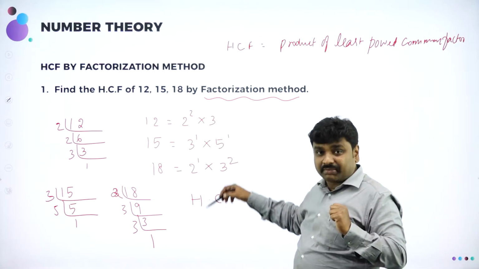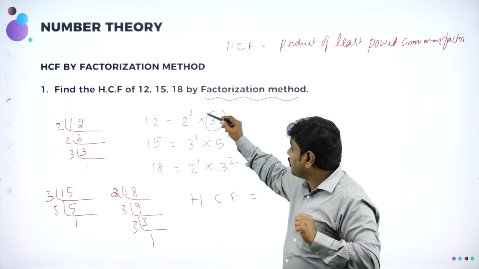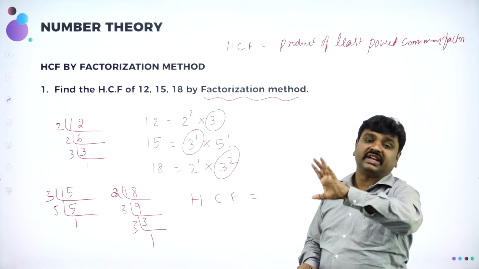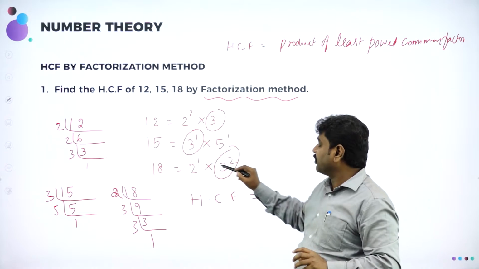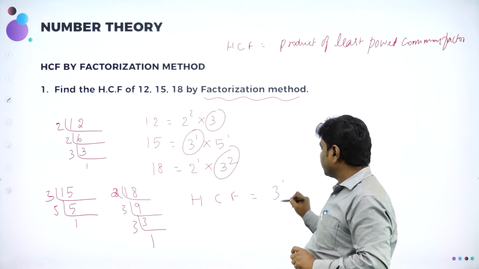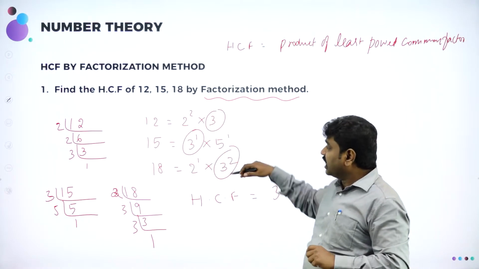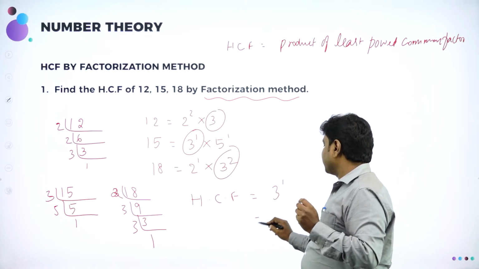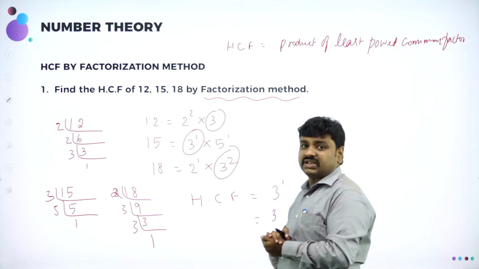So by seeing these numbers, I can say only 3 is the common factor. And in that 3, I should take least powered 3. So 3 power 1, 3 power 1, 3 power 2. What is least power 3? 3 power 1. And any other common factor? We don't have any other common factor. So leave it. So 3 is the HCF. What is the HCF? 3.